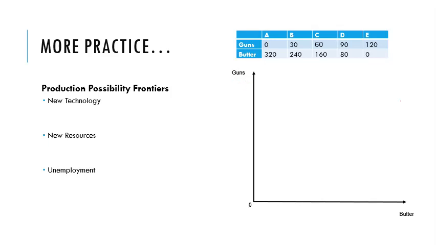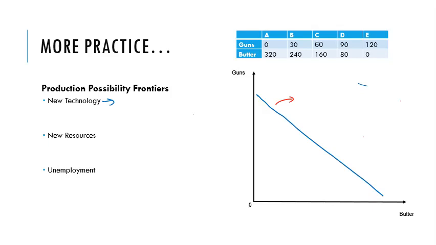And we'll look at these other two concepts now. The first one is how new technology impacts our PPF. So we could have new technology that improves the production of a certain good. And essentially what's going to happen is our PPF will actually shift. So if we have new technology, let's say we have new technology to make more guns.